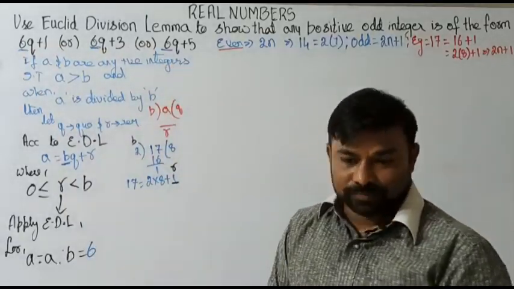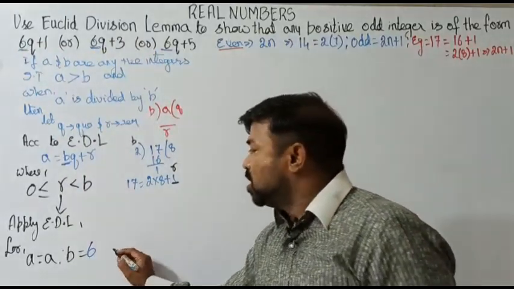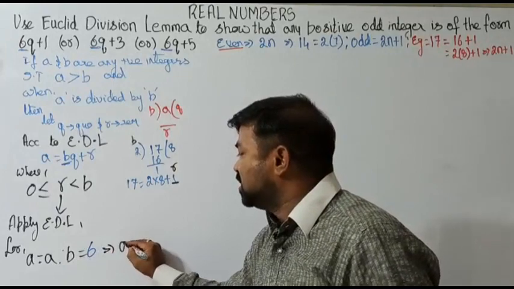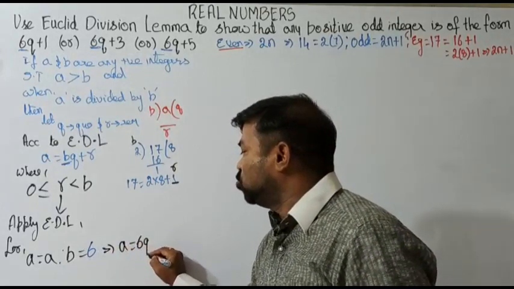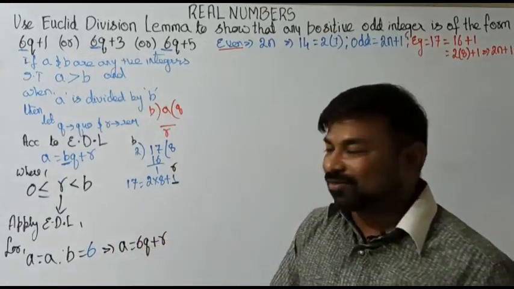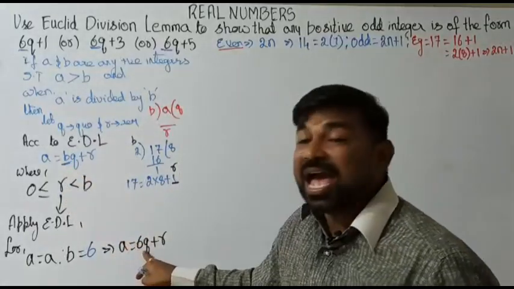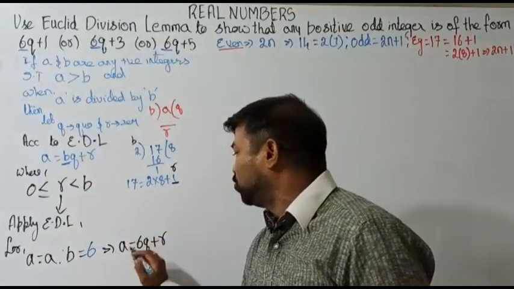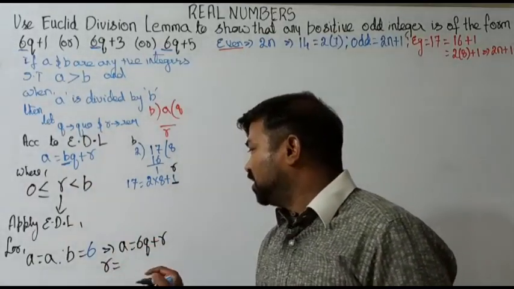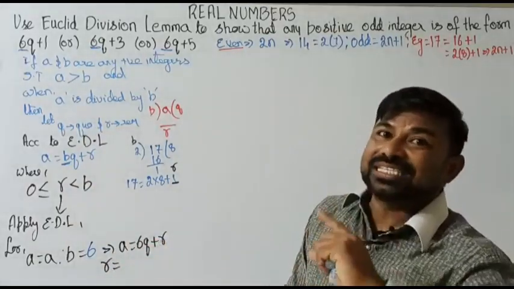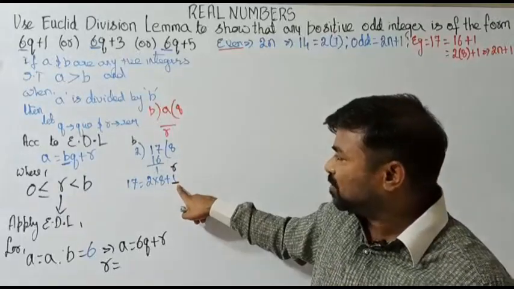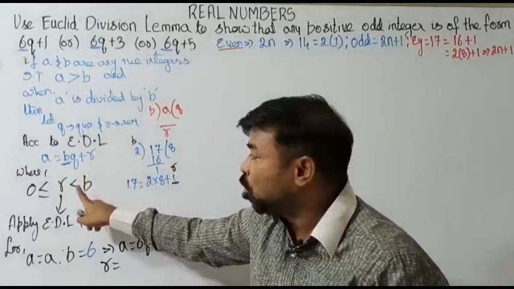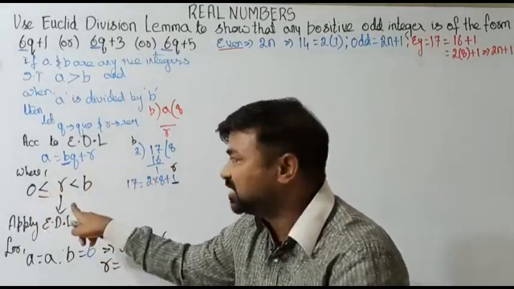Let's apply this. According to Mr. Euclid's division lemma, it is nothing but a is equal to 6q plus r. What have we done? In the place of b, I kept the 6. Then what might be the remainders? According to the rule, the remainder here should be less than 6, just as the remainder 1 is less than 2. The rule he said is that the remainder should always be less than b.